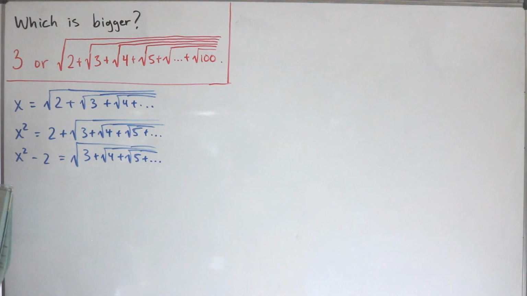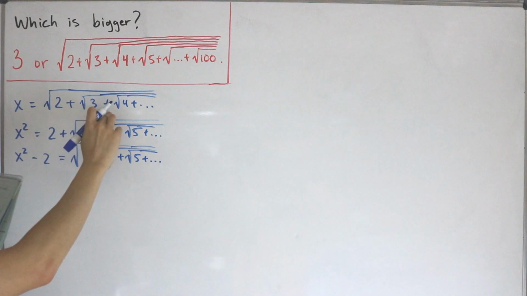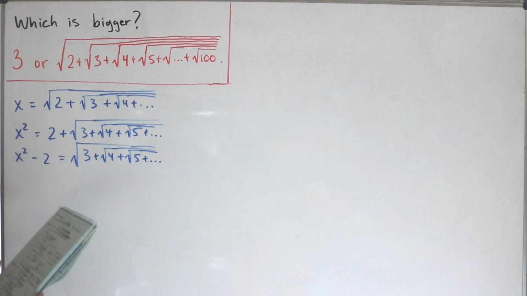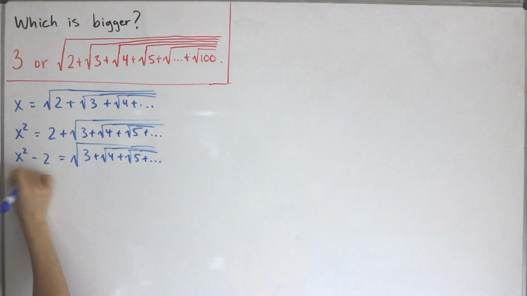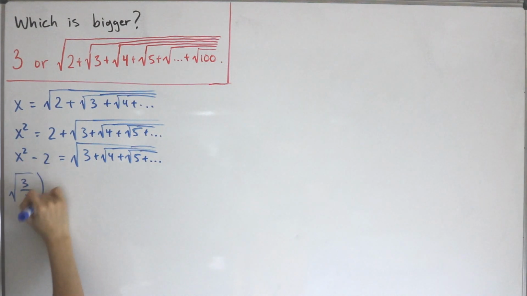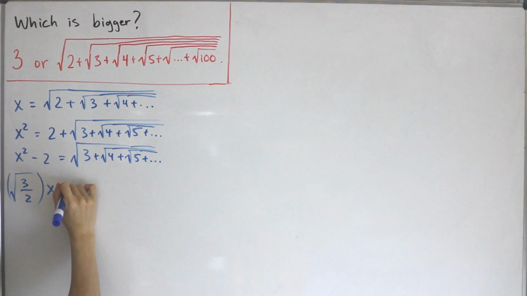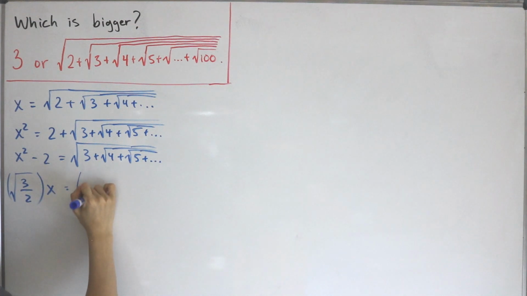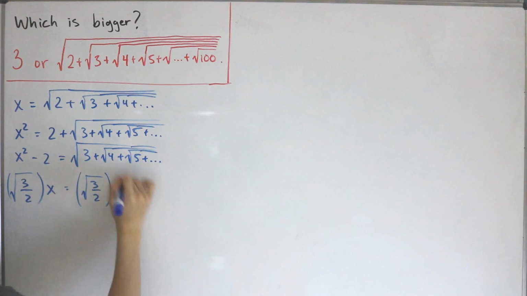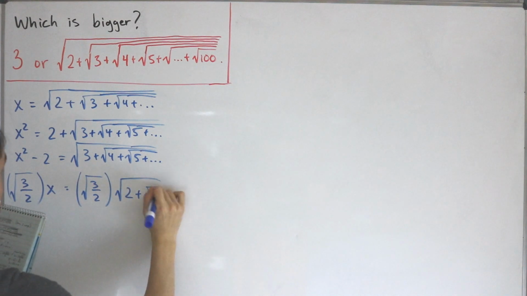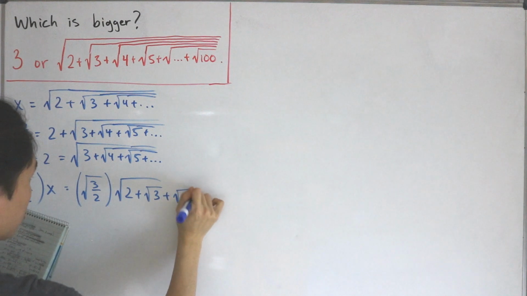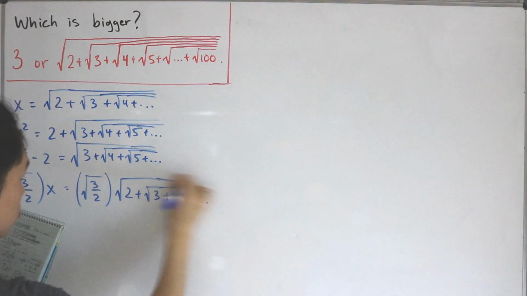Let us go back to the original equation for x equals this infinitely nested radical right here. What we're going to do is multiply numbers on both sides. Let's specifically multiply by the square root of 3 divided by 2. So that side, and then set this equal to the square root of 3 over 2, multiplied by this infinitely nested radical over here, 2 plus the square root of 3 plus the square root of 4, continuing on and so forth.